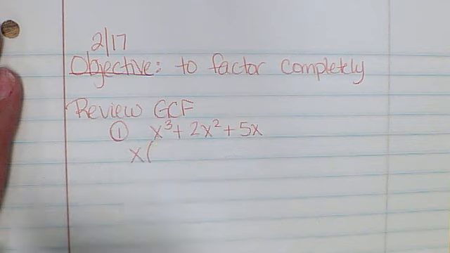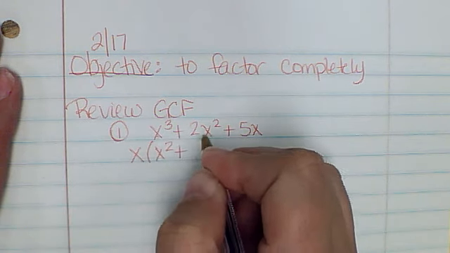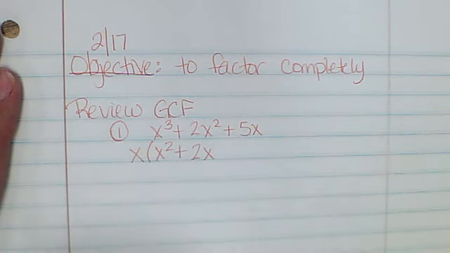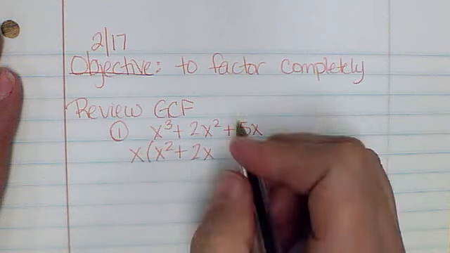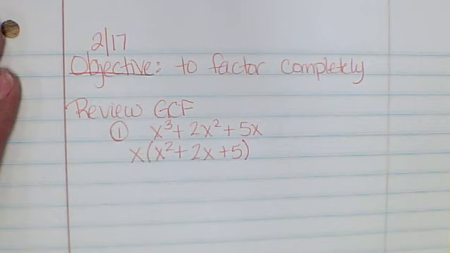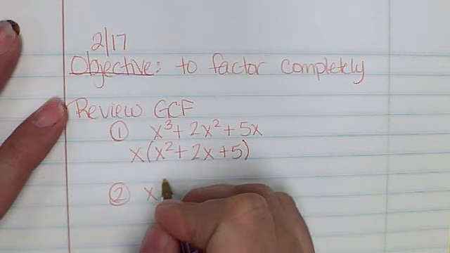X times what is x cubed? X squared. X times what is 2x squared? 2x. X times what is 5x? 5. That's factoring using GCF. You find what they have in common and you pull that out. Let's do one more of those and then we'll get into what we're actually doing today.